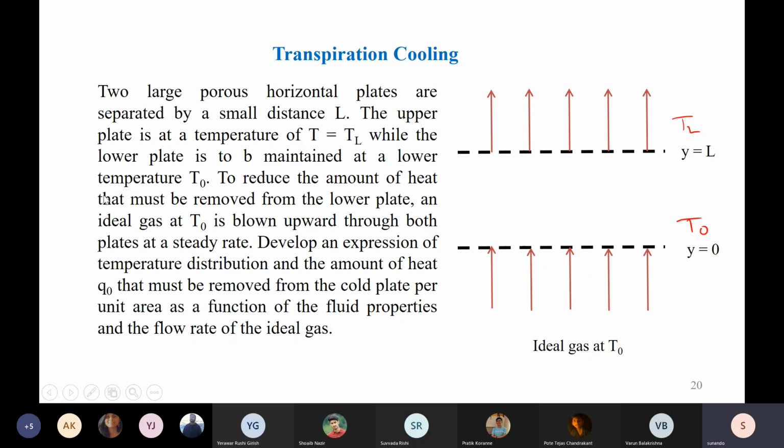And to reduce the amount of heat that must be removed from the lower plate, which is at a lower temperature, it's the same as the previous problem. An ideal gas at T0 is blown upward through both plates at a steady rate. So you need to develop an expression for the temperature distribution and the amount of heat Q0 that must be removed from the cold plate per unit area as a function of fluid properties. So essentially the same one.